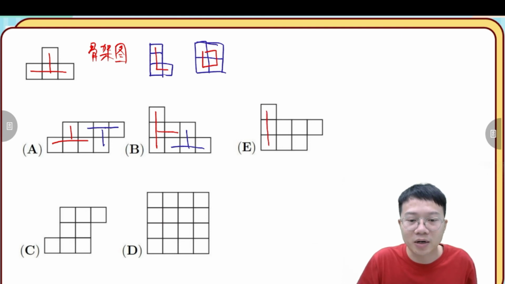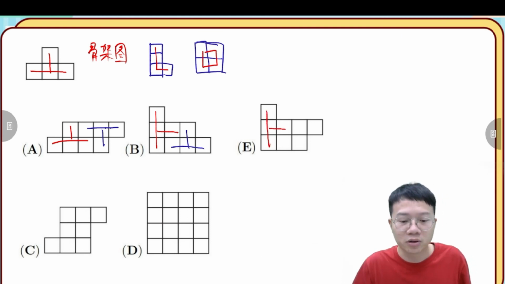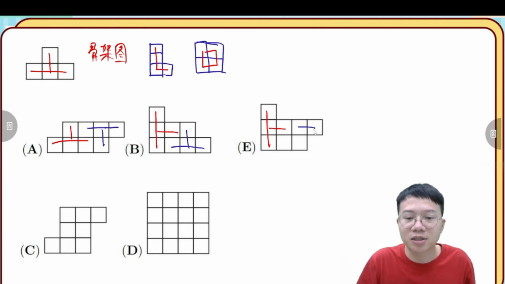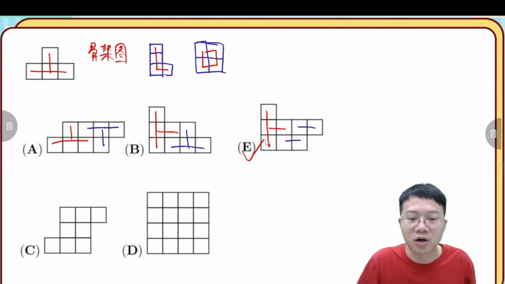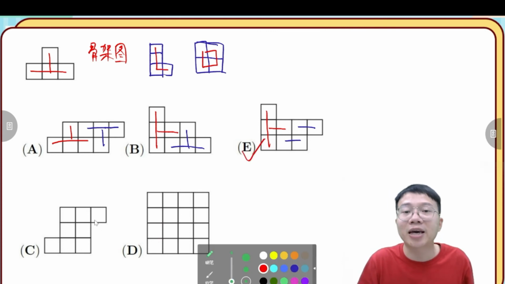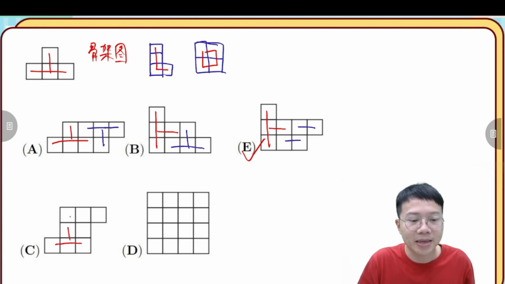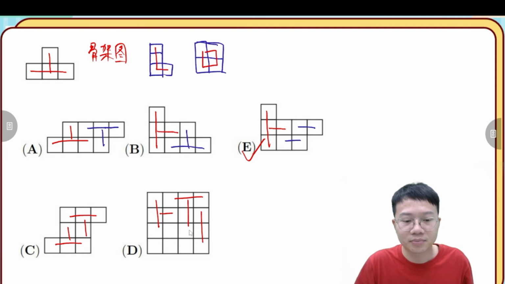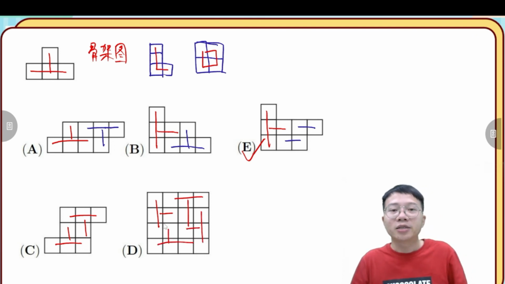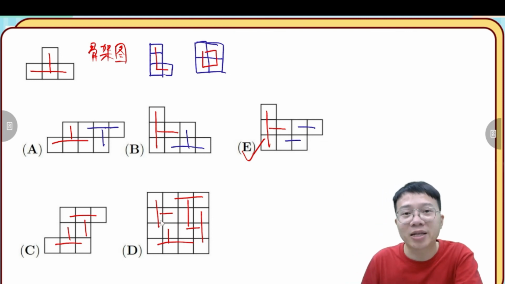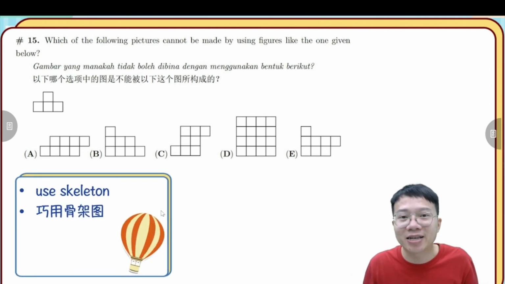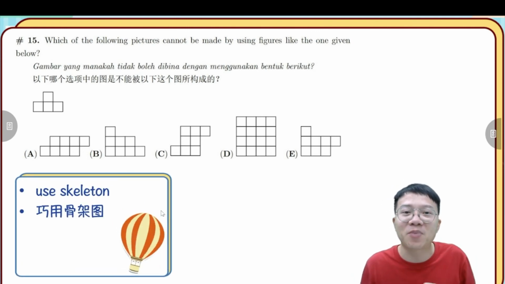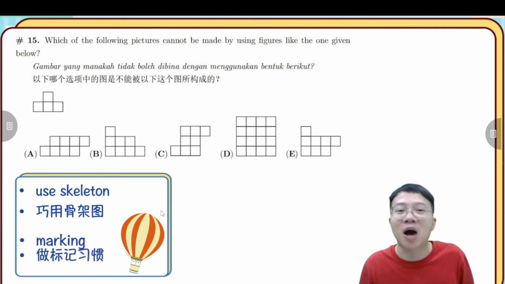So option E. Okay, 你看. We cannot find another T. No, we cannot make it. So that's why we choose E. Because C and D, you can make it by yourself, right? It's exactly the same. Yes. And D, yes, exactly the same. Okay, so next time use the skeleton rather than drawing the whole figure. To sum up, 巧用骨架图啊，这个是非常方便的。And also remember to make markers there.